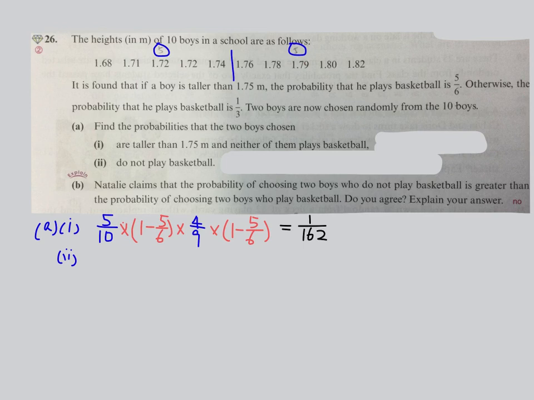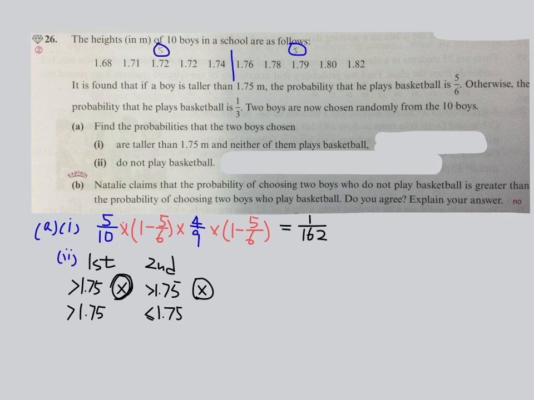So I list out the cases again. The first, second: first greater than 0.75, both greater than 0.75, but both don't play. I use this one to mean not playing basketball. One of them, first is this, second is this, both don't play.